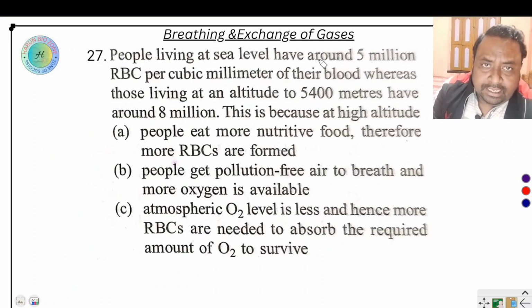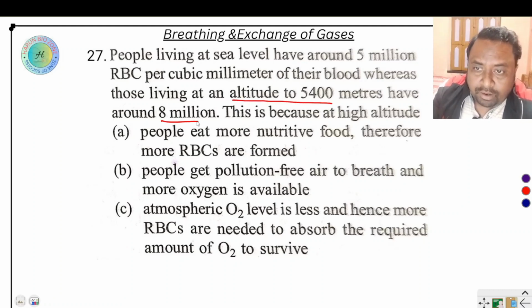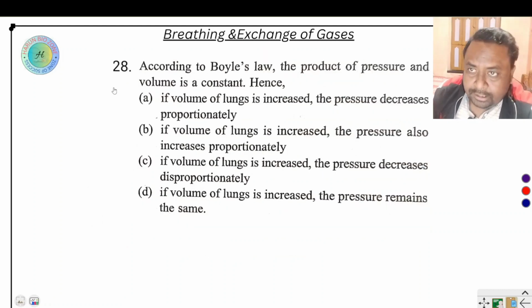People living at sea level have 5 million RBC per cubic millimeter of their blood, whereas those living at altitude have 8 million. Why? Because the atmospheric oxygen level is less, and hence more RBC are needed to absorb the required amount of oxygen to survive. Next question.